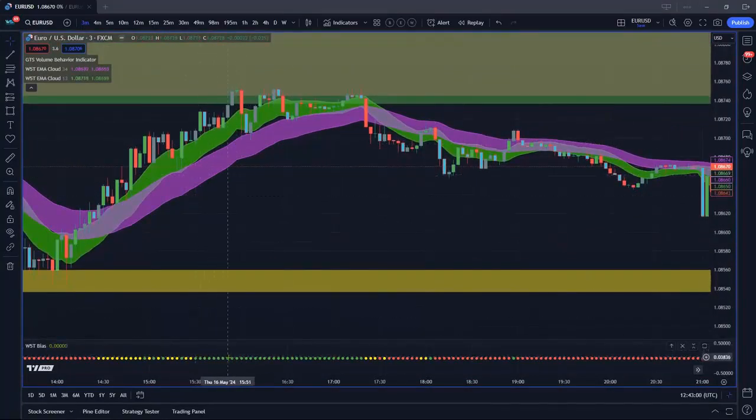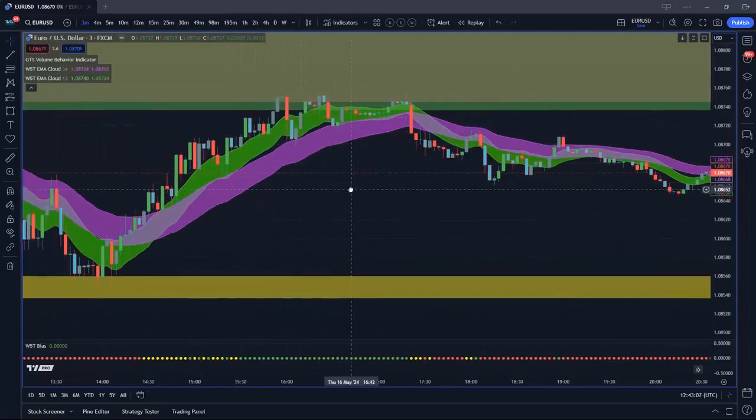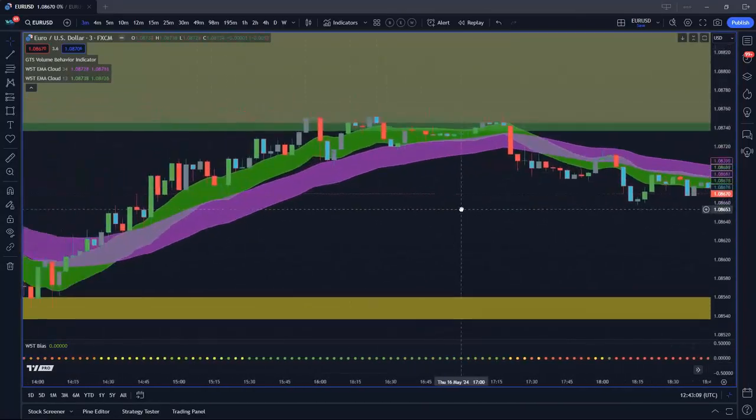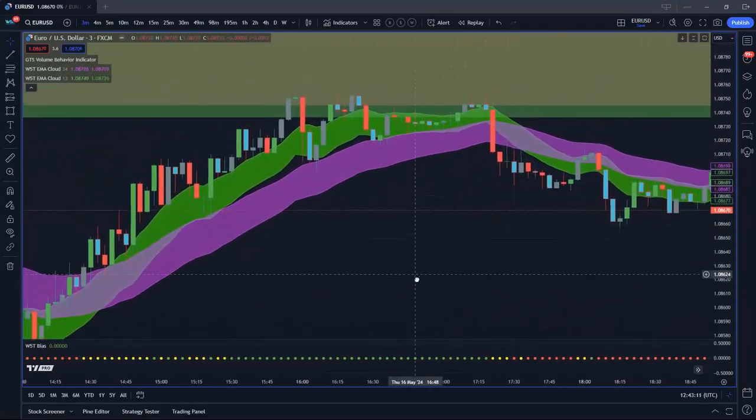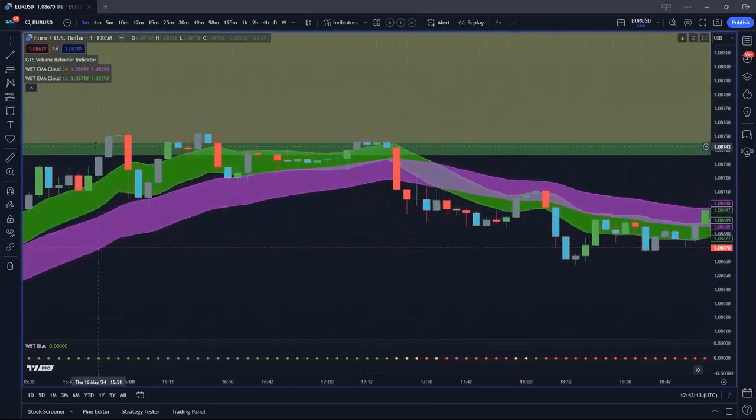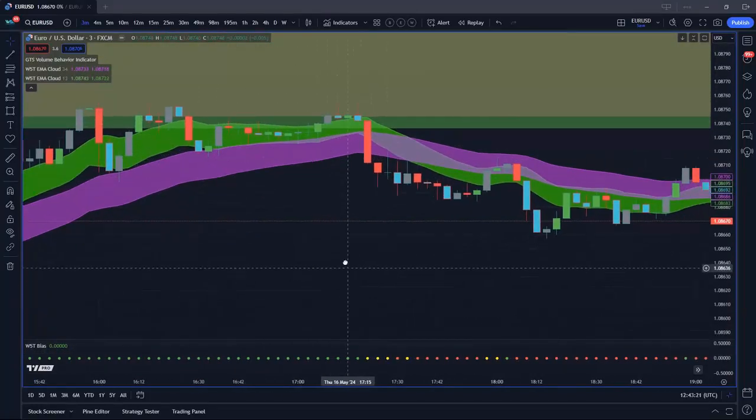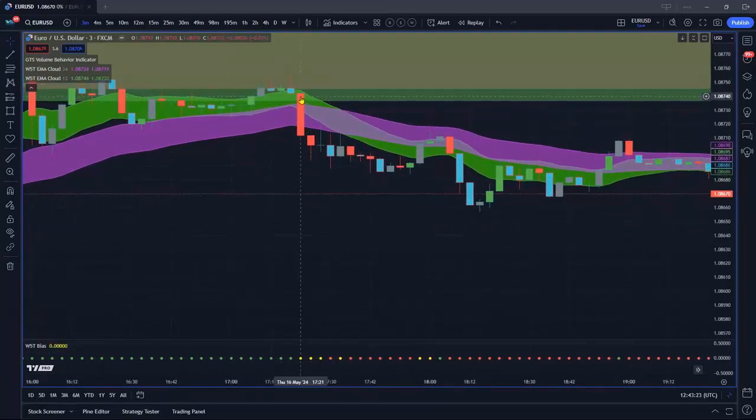Even though the bias remains green here, so we're not going to take any shorts right now, we can see the up candles are mainly grey. Let's just zoom in a little bit here. They're mainly grey. There's a one candle wonder there with a green, but it's not got enough juice, even though the bias is bullish, to push through. Then we get a distribution candle. That's a red candle with more volume than the previous candle. We start to push down.